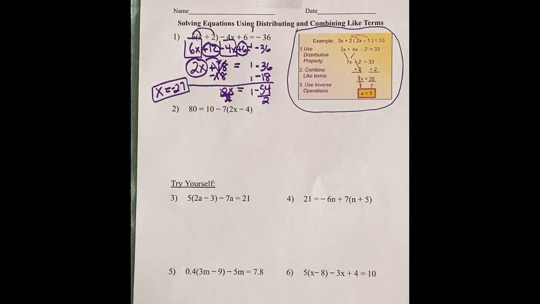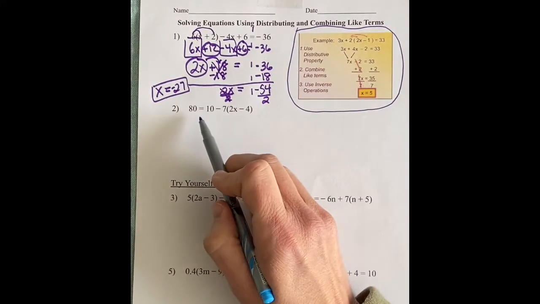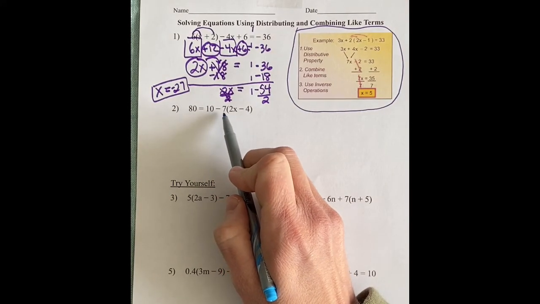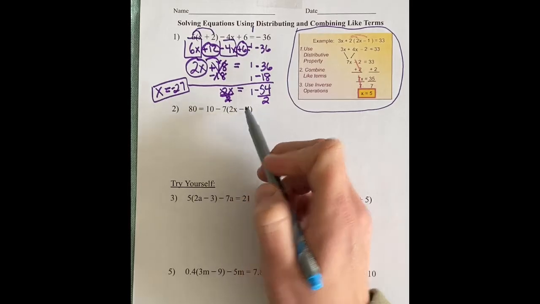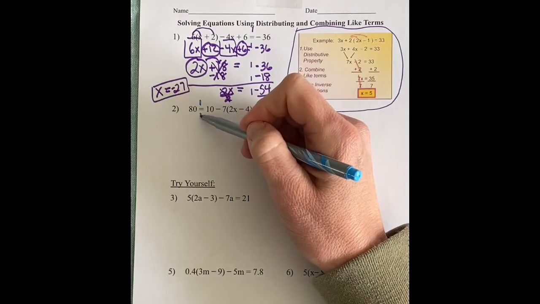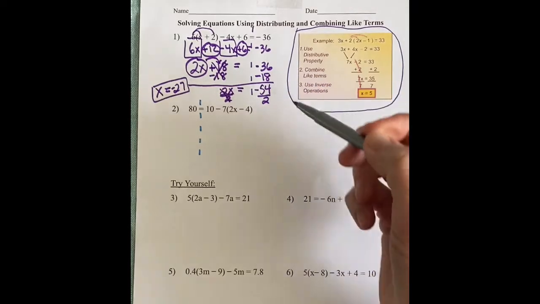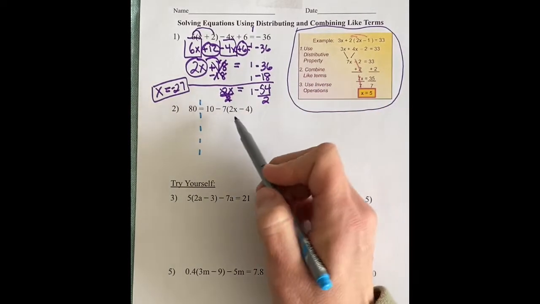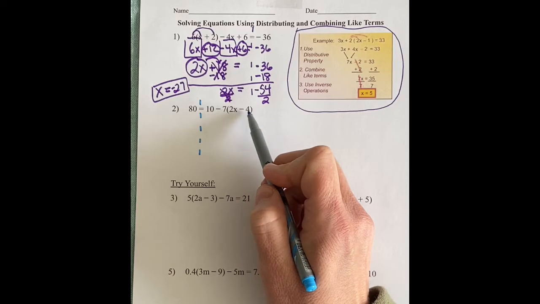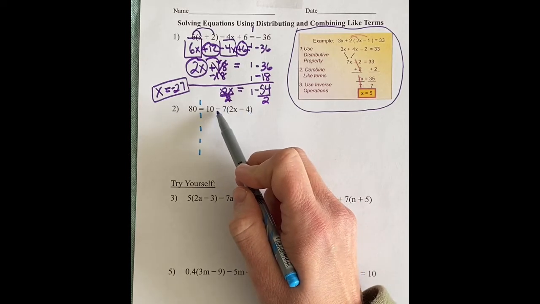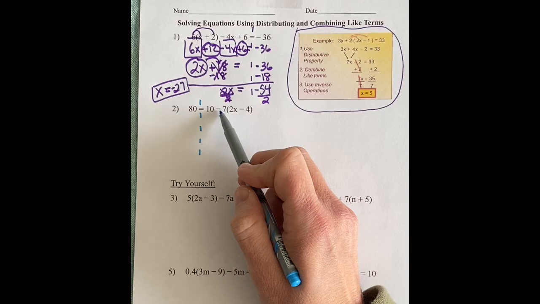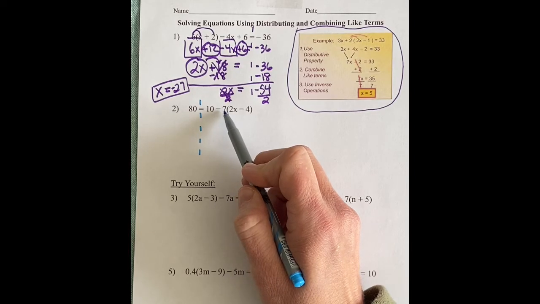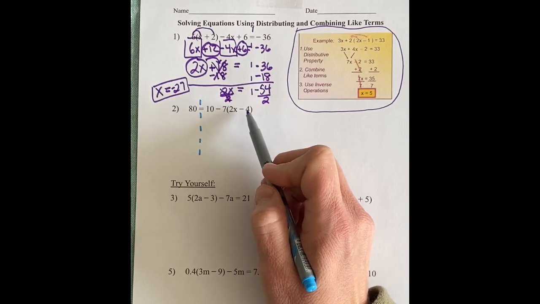Okay, so let's take a look at question number 2 now. So we have 80 equals 10 minus 7 times 2x minus 4. So here's my equal sign. If the dotted line is going to help you, put it there. So my 2x minus 4 is being multiplied by a negative 7 because there's a minus sign there. So I have to apply the distributive property before I can combine like terms.